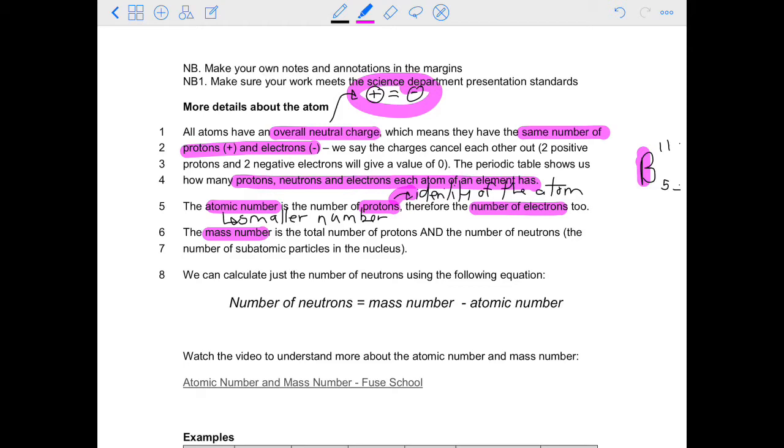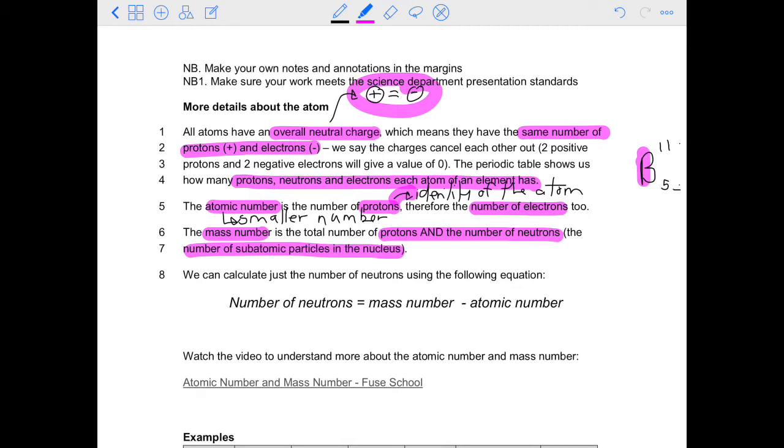So we said the 11, the other number, is the mass number. That tells us everything in the atom that has mass. You might remember from a previous video that the protons and the neutrons are both really heavy, comparatively, and the electron is so light it has no mass. So the mass number is the total number of protons and the number of neutrons, or the number of subatomic particles in the nucleus, because we know protons and neutrons are in the nucleus.